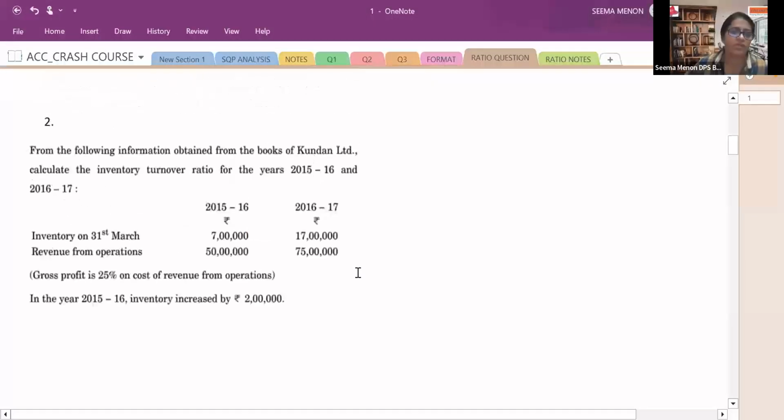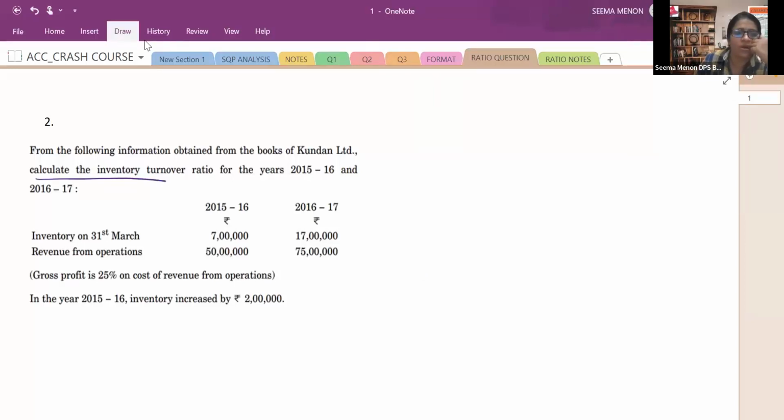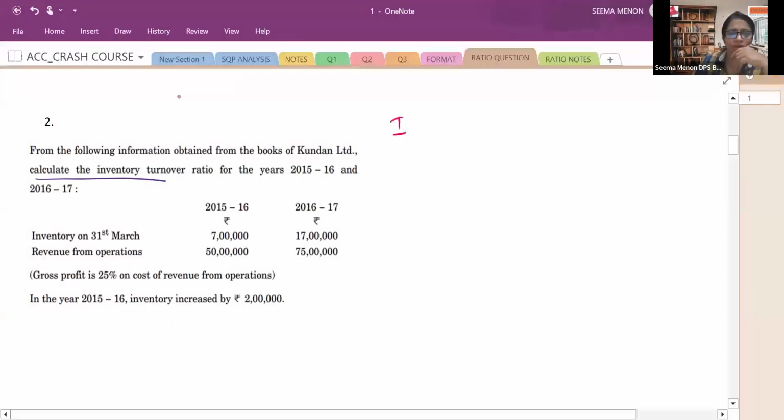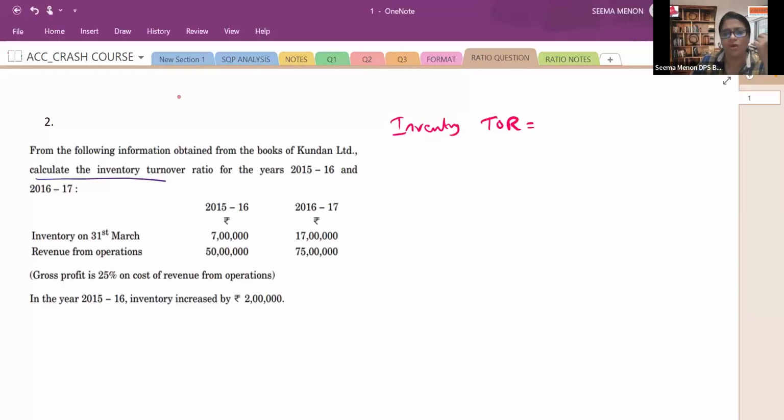Moving into the second question, let's see. First of all, you will see what to find out. Here it is given, calculate the inventory turnover ratio. Just now we discussed the formula. Inventory turnover ratio is equal to cost of revenue from operation upon average inventory. While teaching we are using a short form, but in the examination you cannot; you will write the full form.